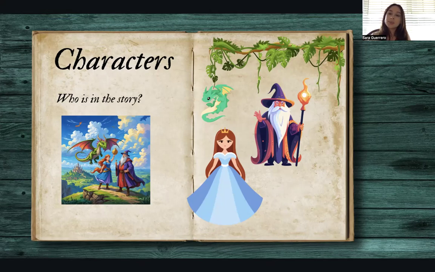Sometimes there's a main character that the story is about, that focuses on that person or animal. Then we have the supporting characters, the ones that help out the main character. So most of the time the princess is the main character and they have a dragon that is their pet or their companion, and that would make them a supporting character.